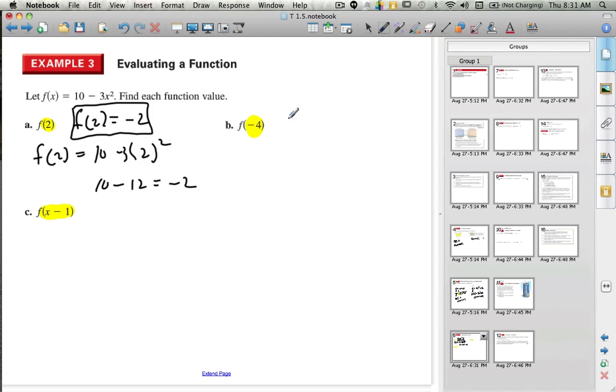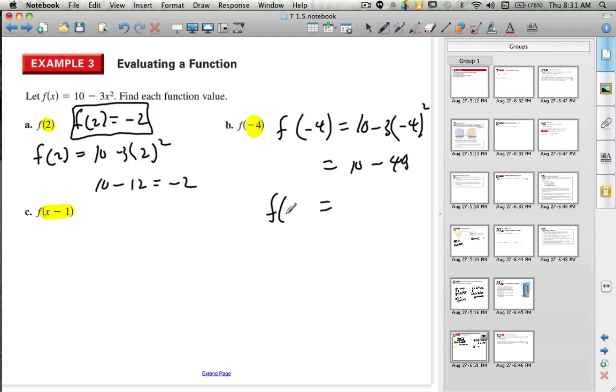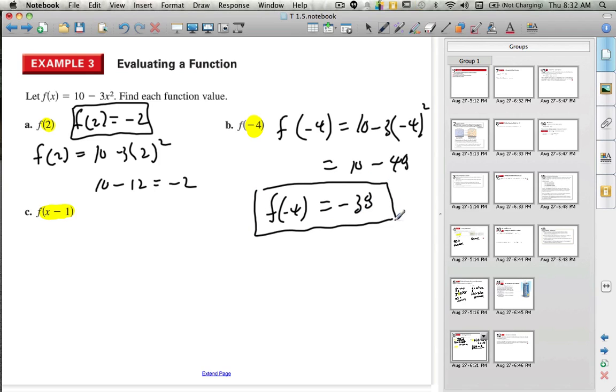Same thing here. If I want to find the function of -4, I take -4 and I plug it into the function. -4 squared is 16. 16 times 3 is 48. So I'll have 10 minus 48. So my function of -4 is -38. Okay, this was nice and tidy because they gave me numbers. I plugged them into my function and I got out numbers. Okay, so that's real easy, but that's not the only thing I can do.